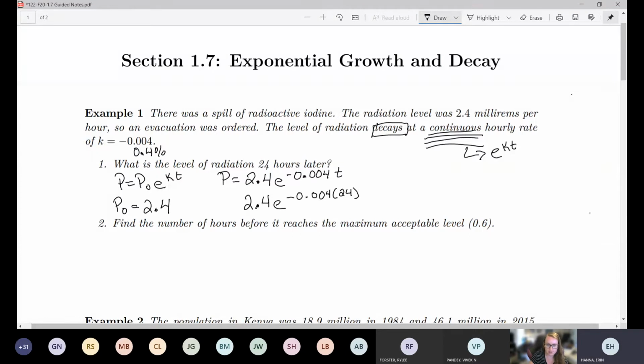Cool. So we plug in 24 to that equation we just found. Plug that into a calculator. You should get about 2.18, and this is a P value, so it's going to be the same units as the P naught. The P naught was in millirems per hour, so this will also be in millirems per hour.